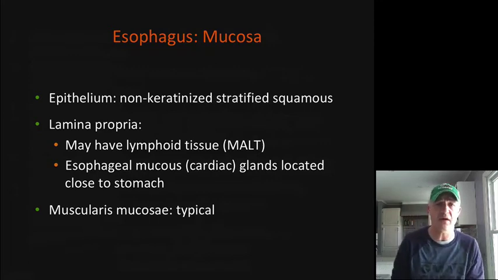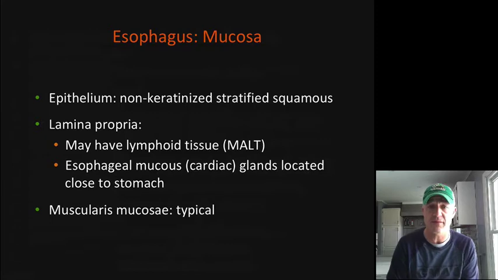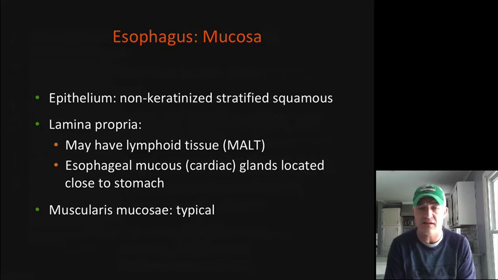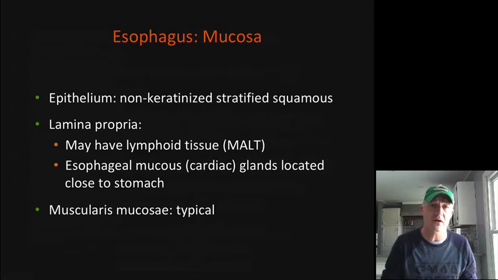That's stuff we kind of talked about when we looked at epithelium of being a mucous membrane. Within that lamina propria, you may see some lymphatic tissue. You definitely see a few mucus glands as we get closer to the stomach. And the muscularis mucosa is pretty typical. It's the inner circular layer, the outer longitudinal layer.